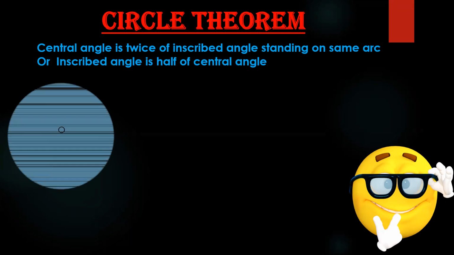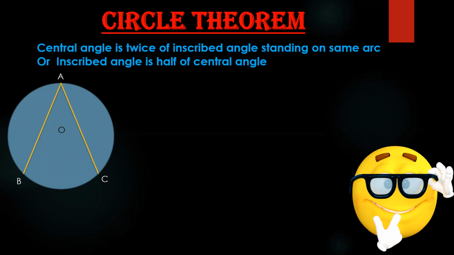Okay, look here. This is the inscribed angle, which is standing on the arc BC, and here is the central angle, which is standing on the same arc. Now remember that if the central angle and inscribed angle are standing on the same arc, then the central angle is always twice the inscribed angle. Or you can even say that the inscribed angle is half of the central angle.